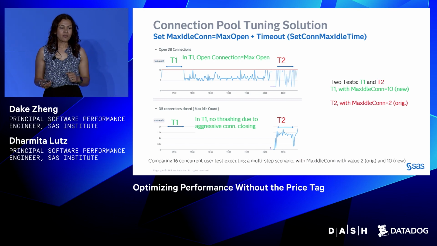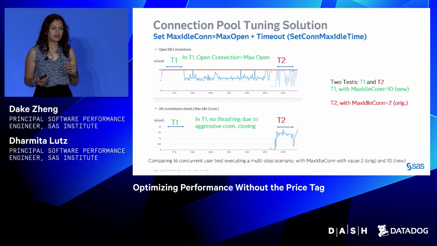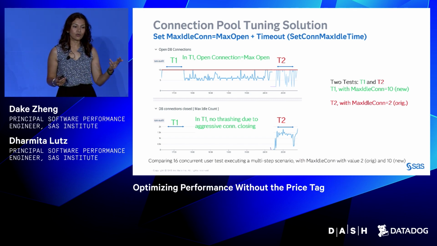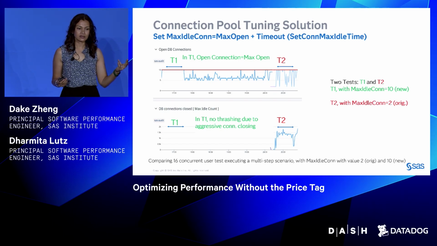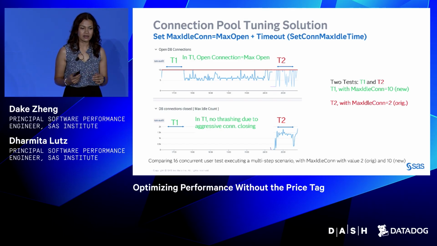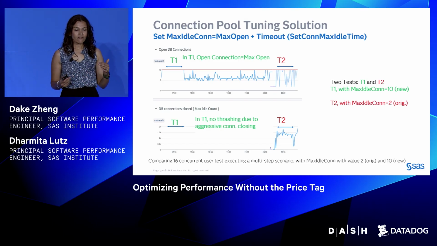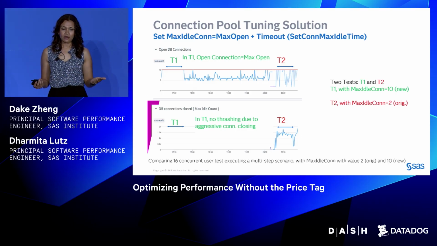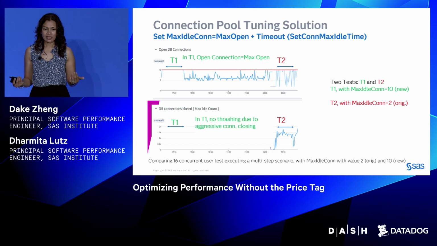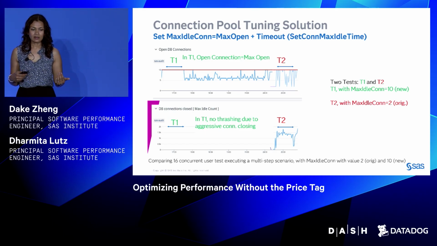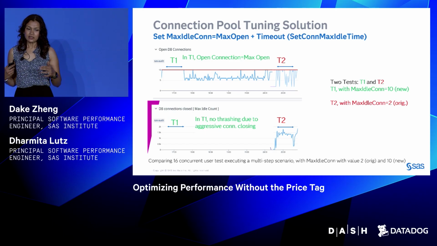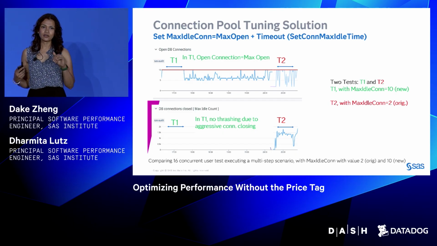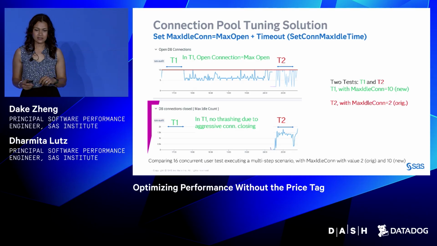And so we can see in the top graph that for this one service, the max open connections is equal to the open connections for T1, which has the new setting. And in the graph below, we can see that we no longer see the thrashing due to the aggressive connection closing in T1, like we had with T2. And these are tests that were run with the same 16 concurrent user load that we were running for both tests.